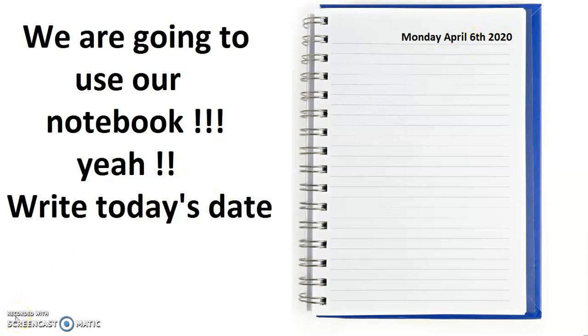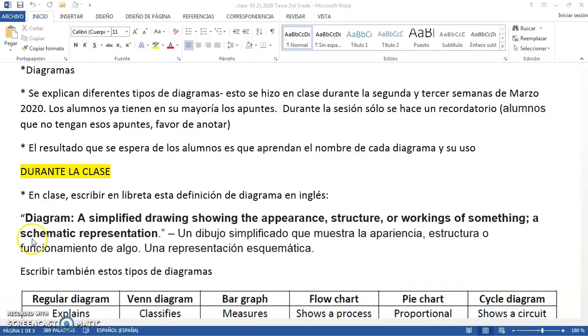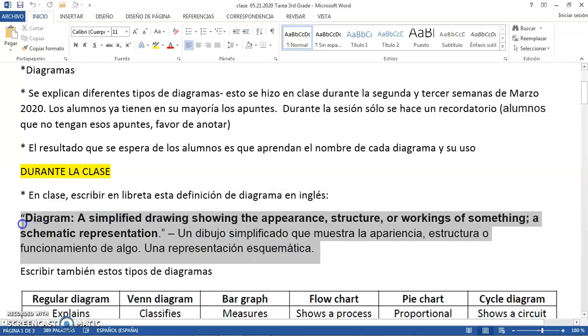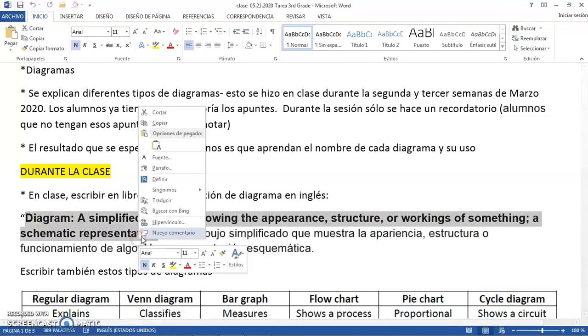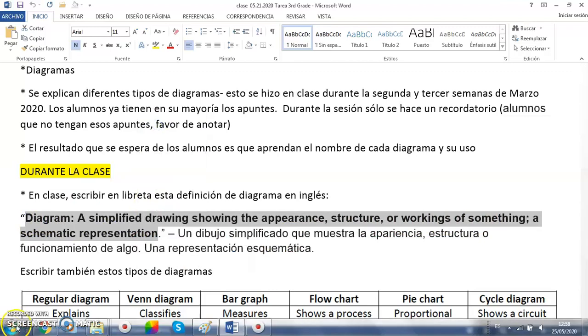Let's do it. First, copy the definition. This definition that you have here, okay? You're going to copy all this, the definition for a diagram. A diagram is a simplified drawing showing the appearance, structure, or workings of something, a schematic representation. Here you have the translation for that. If you actually copy that and then paste it in a browser, it's going to give you the exact same definition.